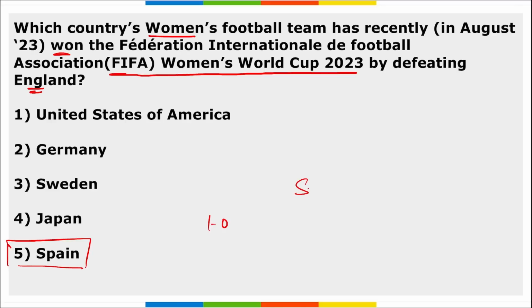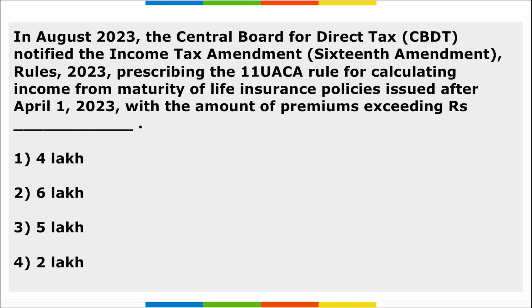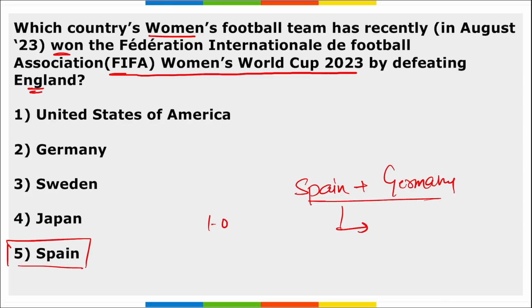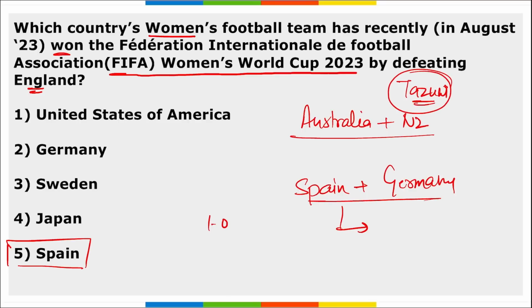Correct. Then remember Spain and Germany. These are the only two countries in the world to win both the men's and women's World Cup titles. One more thing, remember this World Cup was co-hosted by Australia and New Zealand. And the mascot for this World Cup was Tazuni, right? Tazuni is a penguin, and it was the mascot of the FIFA Women's World Cup co-hosted in Australia and New Zealand together.